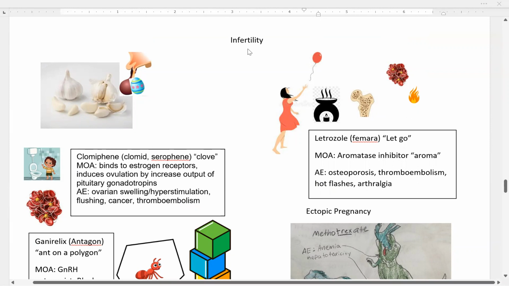Also for infertility, you can use letrozole. I thought letro sounded like let go, so this is a lady who is letting go of a balloon. The MOA is that it is an aromatase inhibitor. Aromatase is kind of like aroma, so this is an aromatherapy candle. Then the adverse effects are osteoporosis, thromboembolism, hot flashes, and then arthralgia, which kind of goes along with the osteoporosis here.